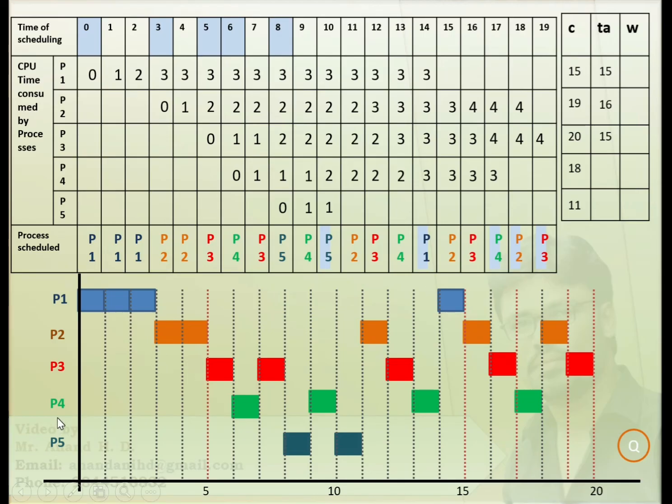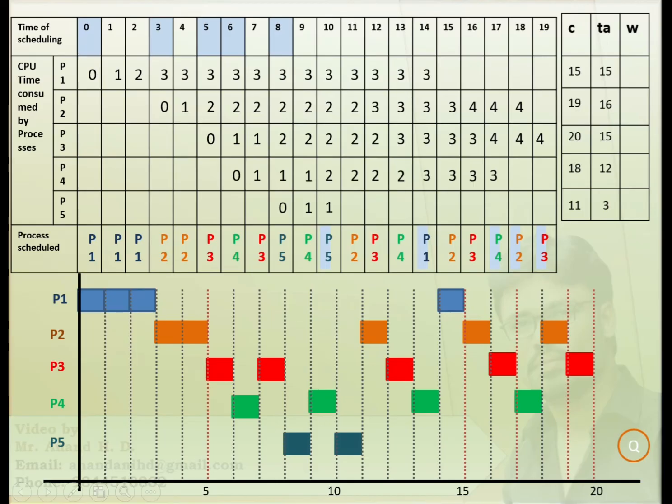For process P4, service time is 1, 2, 3, 4, that is 4 time units, and waiting time is 1, 2, 3, 4, 5, 6, 7, 8. So 4 time units of service and 8 time units of waiting. 4 plus 8 is 12 time units. So that is the turnaround time for process P4. And for process P5, service time is 2 time units and waiting time is only 1 time unit. So 2 plus 1 is 3 time units. So that is the turnaround time for process P5. So this is how we are going to calculate turnaround time for given processes from the timing diagram.